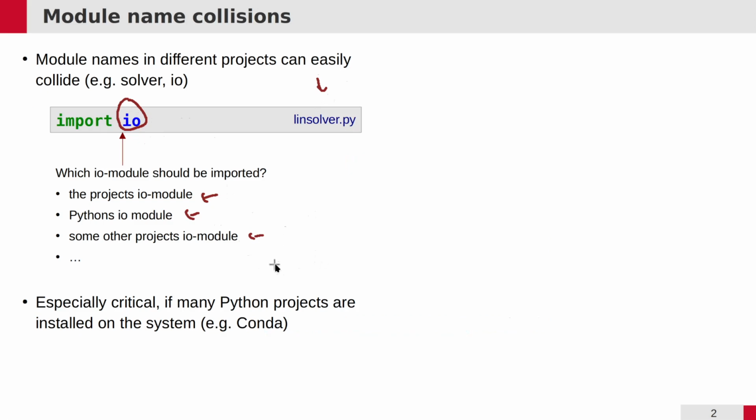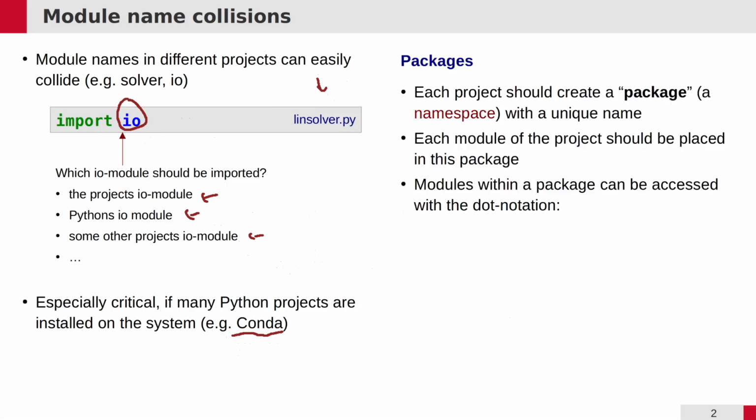And it's especially critical if there are many Python projects in our systems, as we have, for example, in Conda, because then the module names might collide, and then we would have to put modules of the same name into the same location, and of course that doesn't work. The solution to this problem are the so-called Python packages.